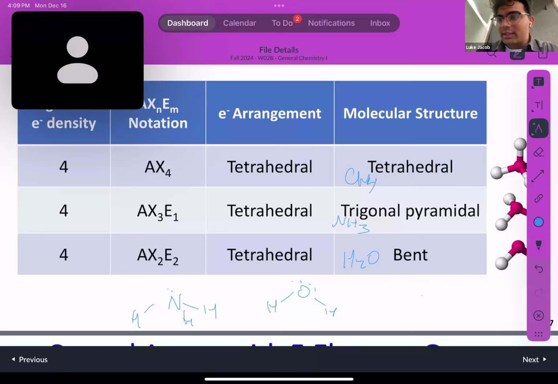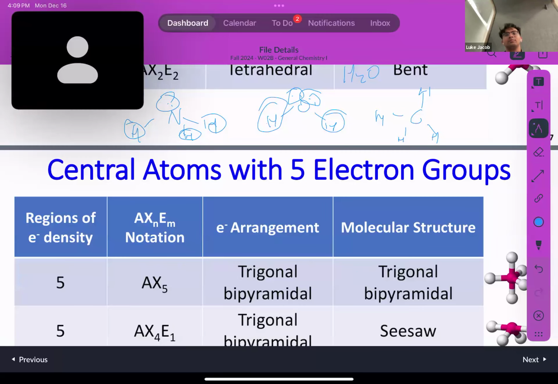Methane would be something like CH H H H, right? There's 4 electron domains there. Same thing here, there's 4 electron domains, but there's one lone pair and 3 atoms, so that becomes trigonal pyramidal. Think of a pyramid. Same thing with this: this is now bent because there are 2 lone pairs and 2 atoms it's attached to. So that would be bent.